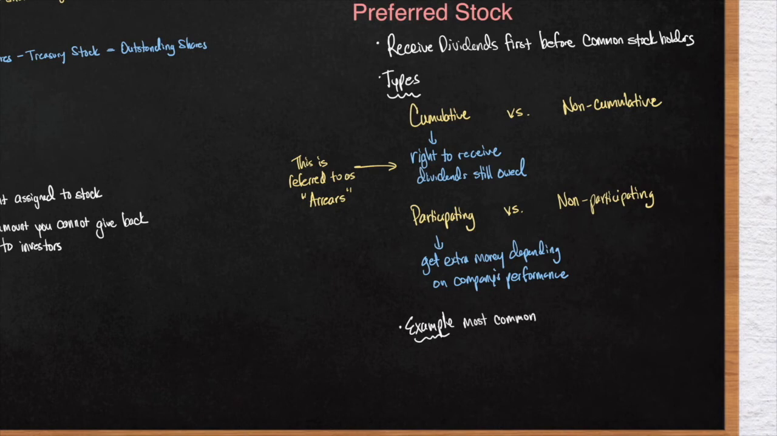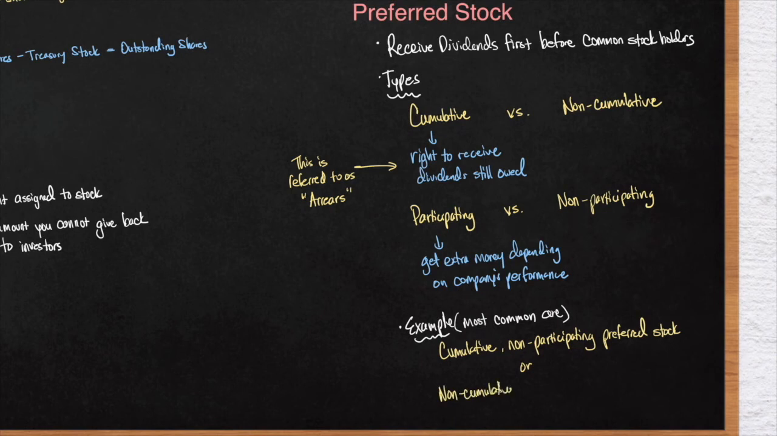It's mostly non-participating. So let's combine these types because there is a combination of the two when you say the preferred stock type. As an example, these are the most common ones. I'm going to write two of them. The first one is cumulative, non-participating preferred stock. And that would be a type of preferred stock, a cumulative, non-participating preferred stock.